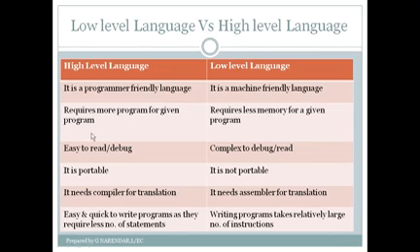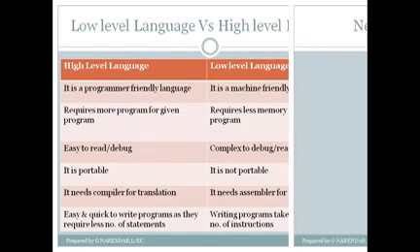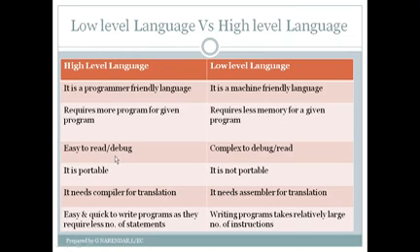But high level language has certain advantages: it is very easy to read and debug. That means since it is in the same language as the user, it is very easy to read and debug. And you can also see that programs written using high level language are portable. That means a program written for one machine can also be executed by a different machine.